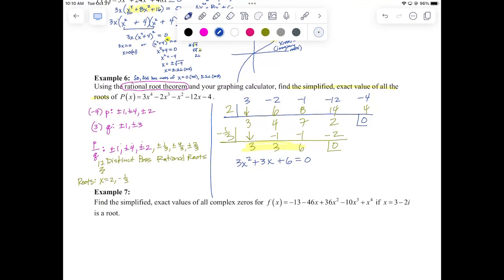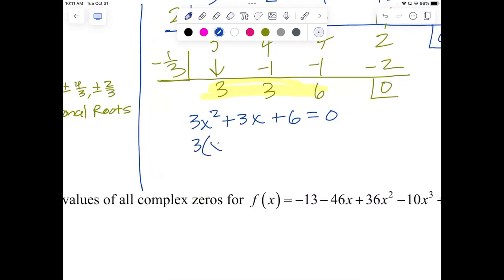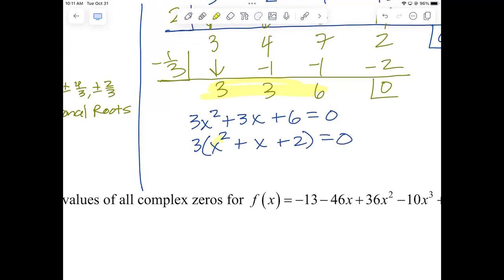What's the first thing that we're going to try to do when we set it equal to 0? Factor it. We prefer to factor it if it works. And what's the first rule of factoring? GCF. Do we have a GCF? Yes, 3. So I'm going to factor out the 3, and I get x squared plus x plus 2. And now I can focus exclusively on the nice-looking quadratic inside the parentheses. Does it factor? Are there factors of 2 that add up to 1?